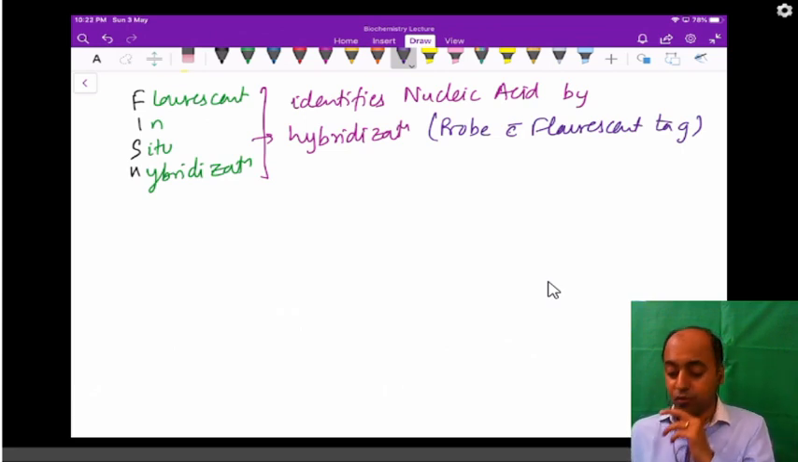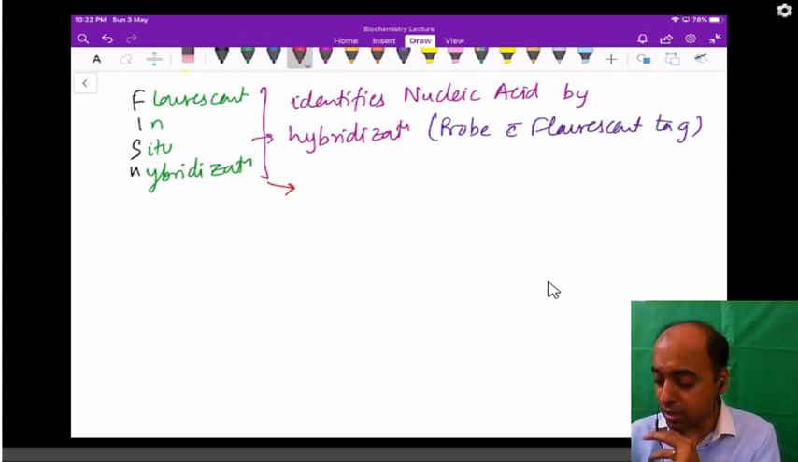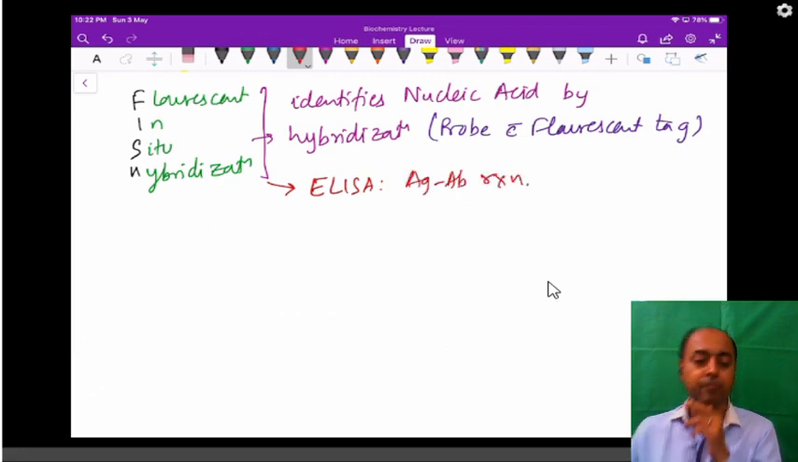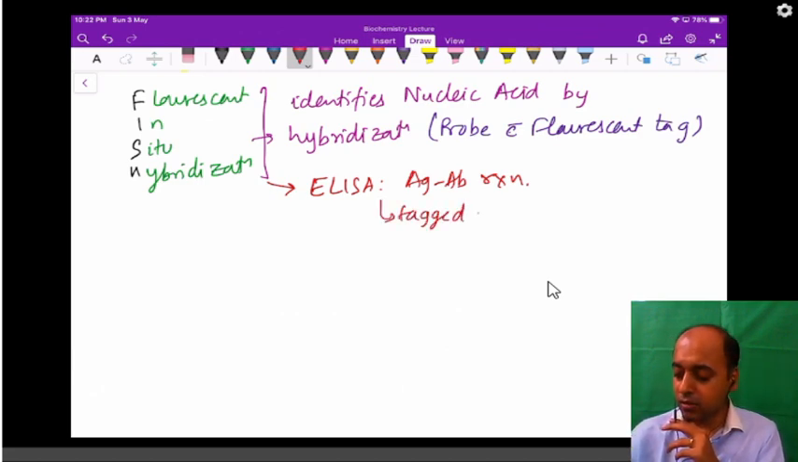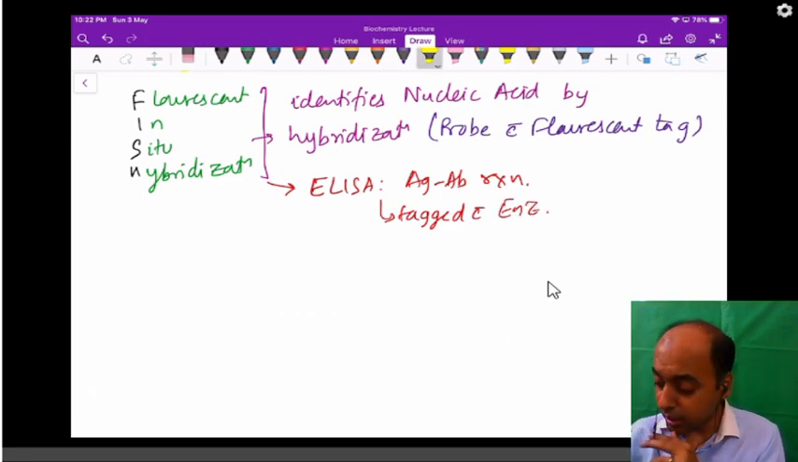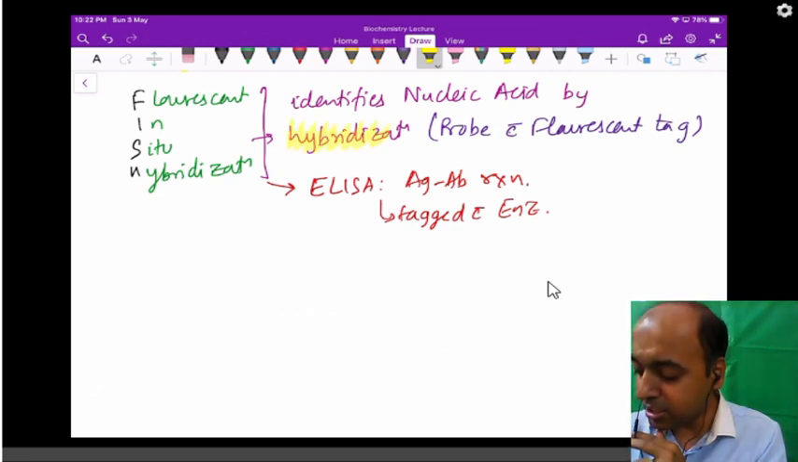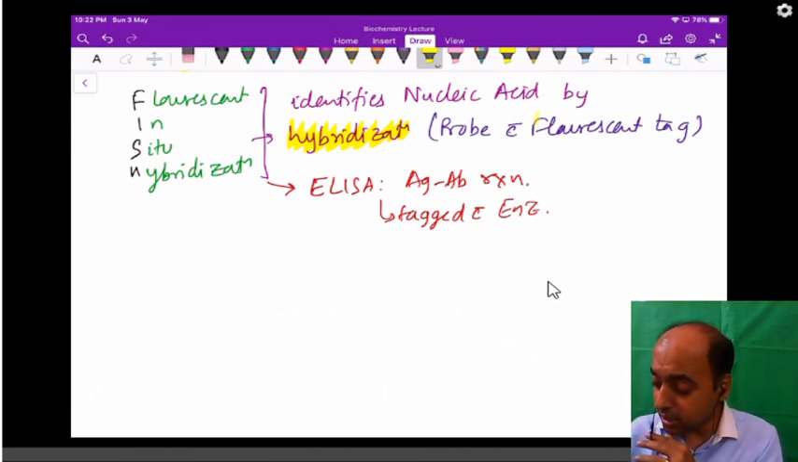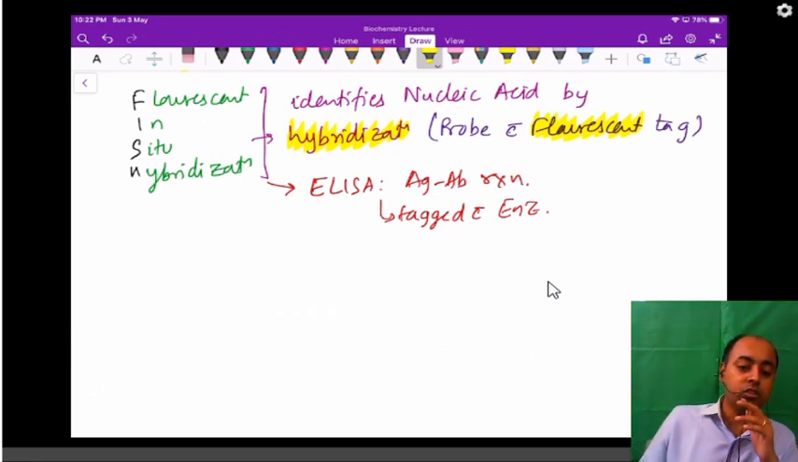Okay, so FISH is compared and contrasted with ELISA. In ELISA we have the antigen antibody reaction, all right, and it is tagged with enzyme. Here what do you see? Here we see the hybridization. Hybridization means the pairing up between nucleic acid, and the tagging is done with a fluorescent dye. The probe is tagged with a fluorescent dye.